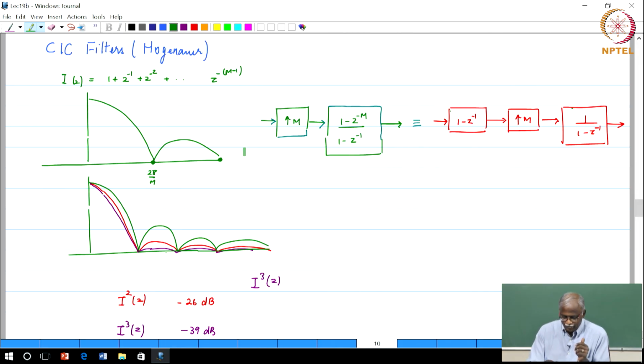So, again this is a class of filters that are used quite extensively in ASIC design, primarily because they are multiplier-less filters.